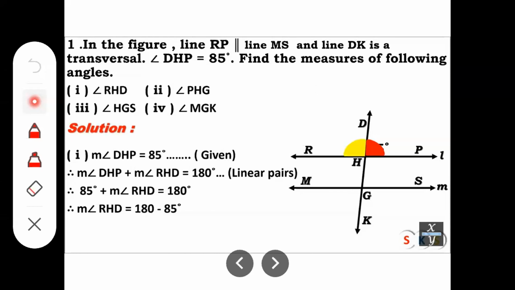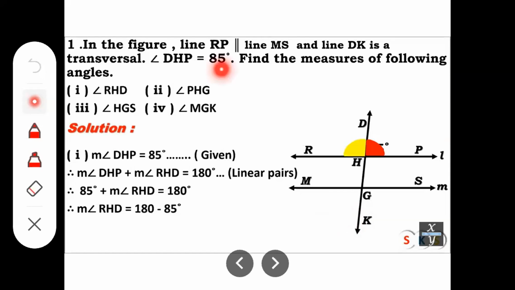Now look at the figure given here in the slide. What is given? That line RP is parallel to line MS. Here you can see line RP is given parallel to line MS. Yes, and line DK is the transversal. Here you can see DK, that line is the transversal of the two given parallel lines.